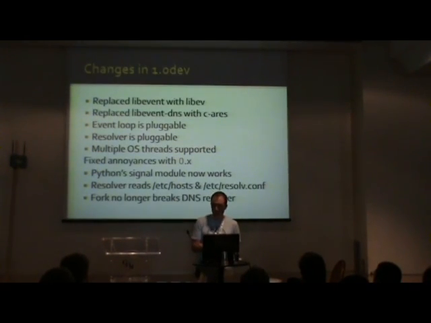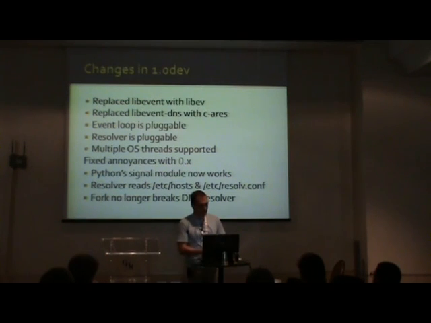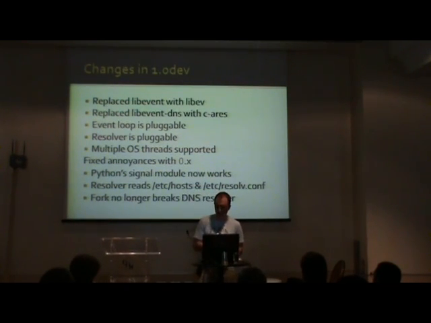The next major version is going to be 1.0. I replaced the Gevent loop with libevent. I've replaced the resolver with Gevent DNS with c-ares. The end result is that it works much better now. The changes are mostly internal, so migrating your application from Gevent 0 to Gevent 1 shouldn't be a problem. And the annoyances that we had in Gevent 0, like the Python signal module not working, and the resolver ignoring /etc/hosts and /etc/resolv.conf, are gone in this unreleased version.